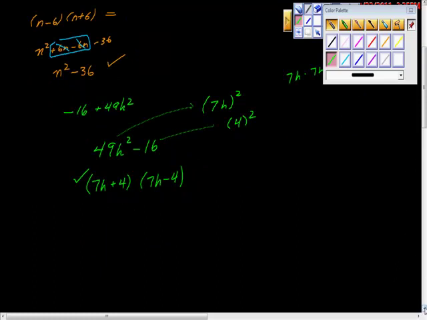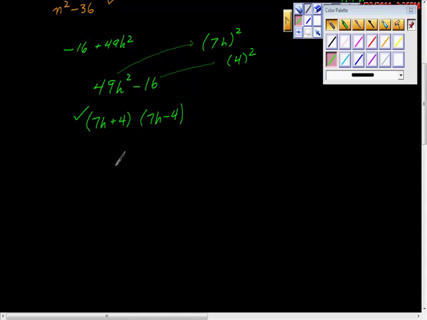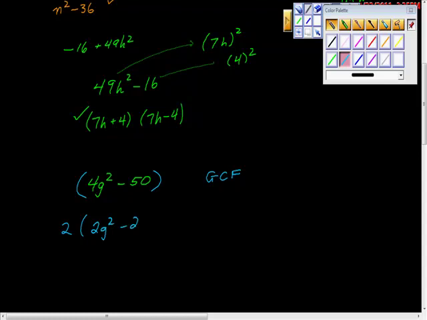All right, we're still good on the clock, so we're going to keep going. How about this one? Ooh, this could fool somebody. 4g squared minus 50. I'm going to look at the greatest common factor here. I'm going to factor out a 2. Oh, look at that. It doesn't work, does it? If I factor out a 2, I get 2g minus 25.